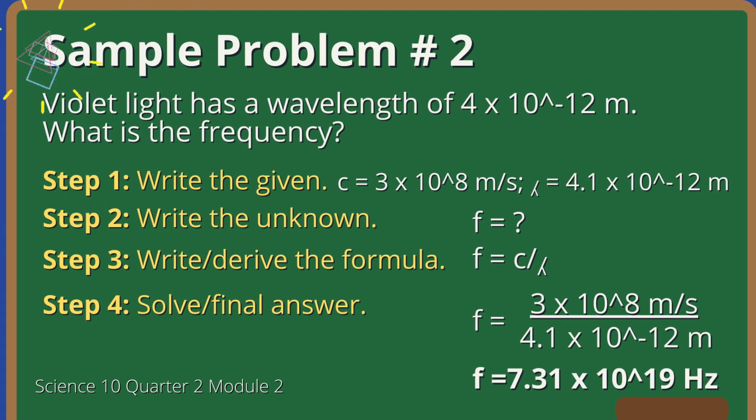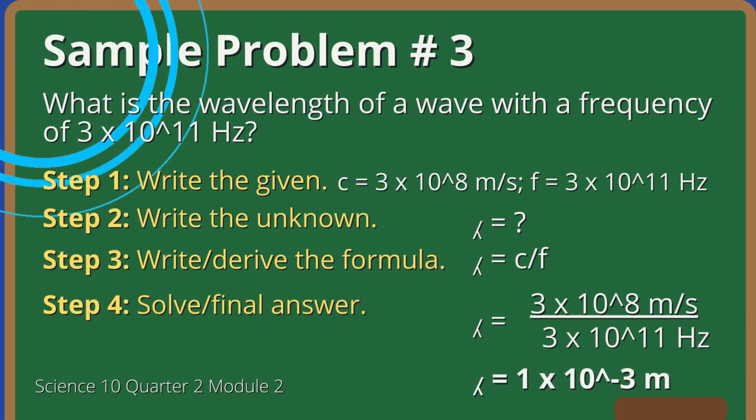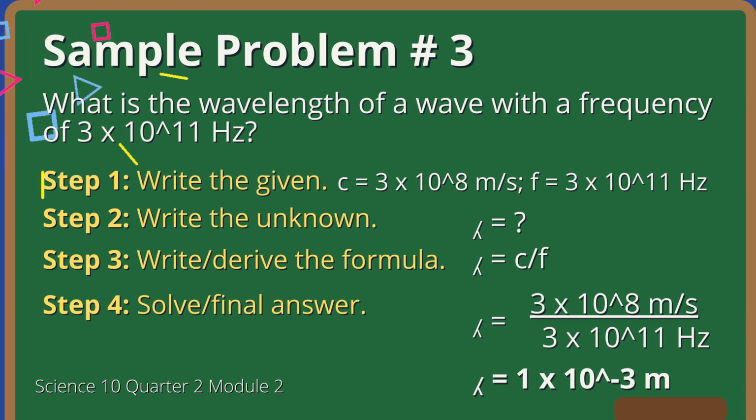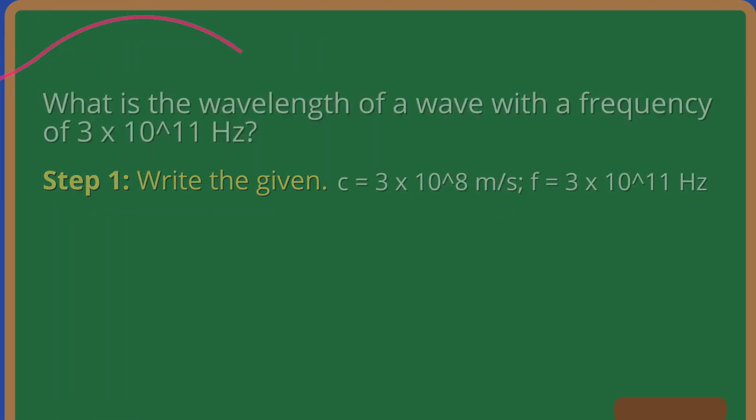Step 3. Write or derive the formula. Lambda is equal to c divided by f. Step 4. Final answer. 3 times 10 to the 8 meters per second divided by 3 times 10 to the 11 hertz. Lambda is equal to 1 times 10 to the negative 3 meters.